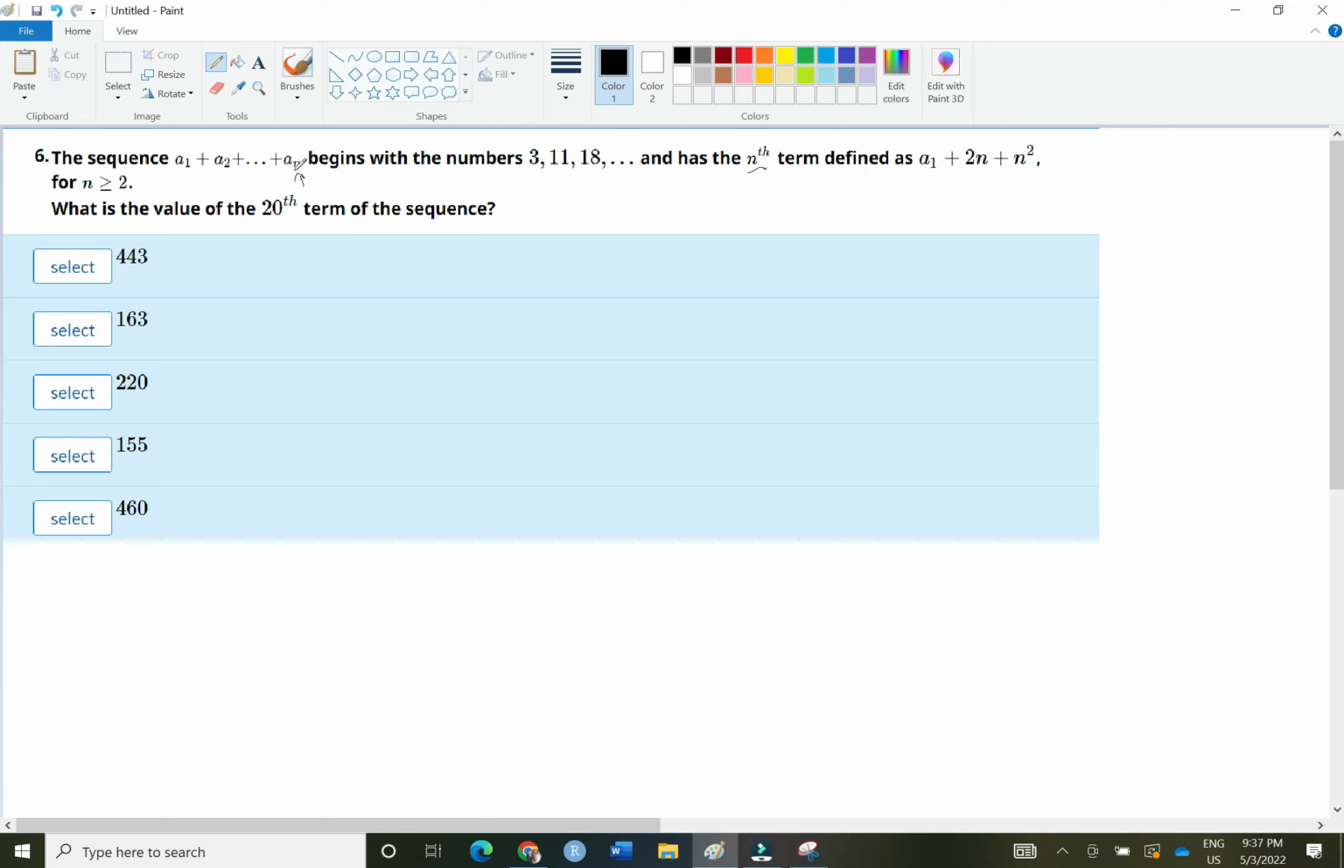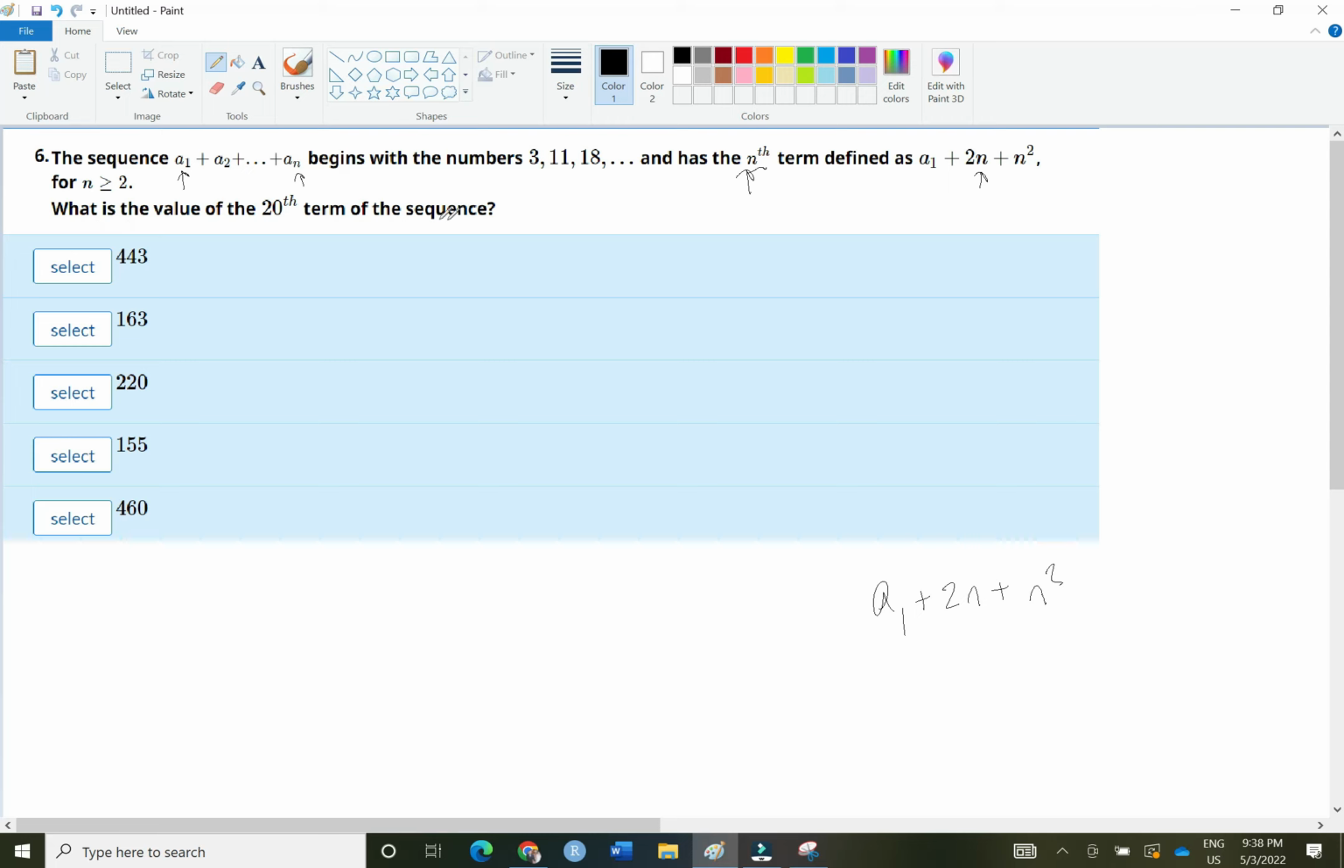This a sub n would be the nth term of this sequence, is defined as a sub 1, which is just the first of this sequence, plus 2 times n plus n squared. And again, these n's are all the same. So the nth term, a sub n, and this n right here are all the same. Okay, so if we look at this formula right here and we write it down here, a sub 1 plus 2n plus n squared. And this n is corresponding to the nth term. And they said, what is the 20th term of the sequence?